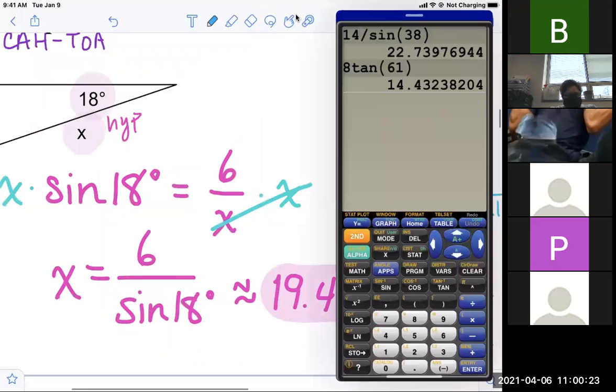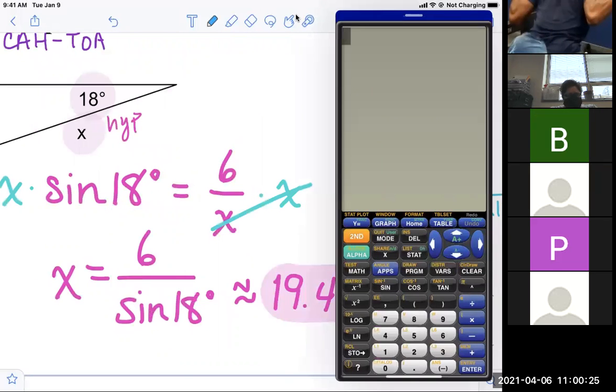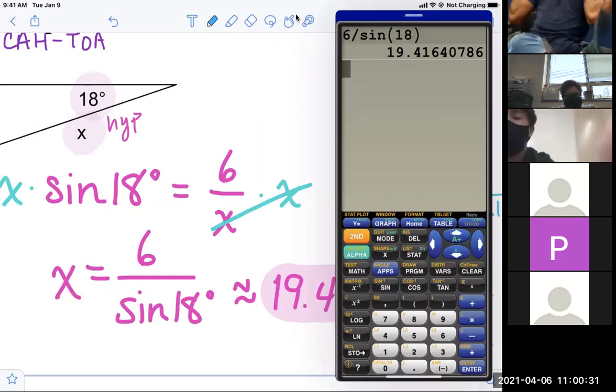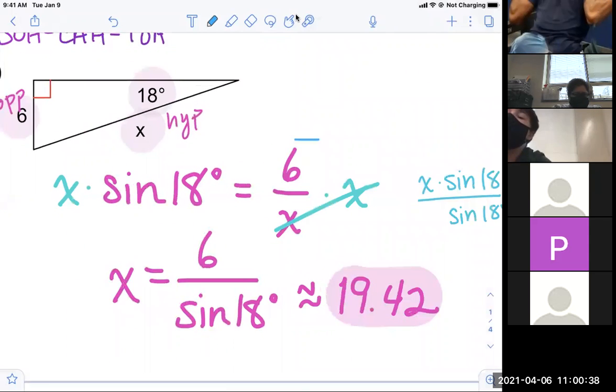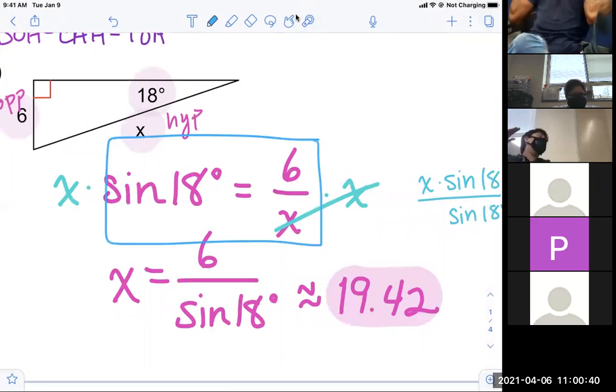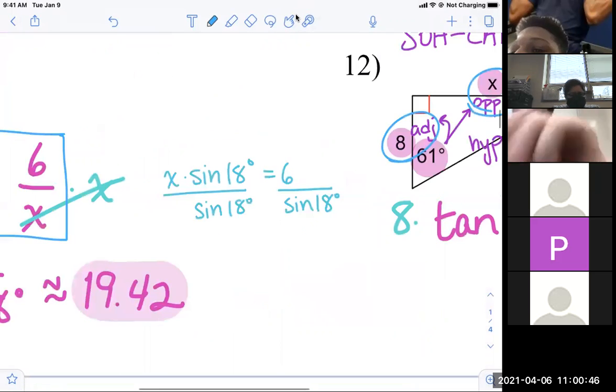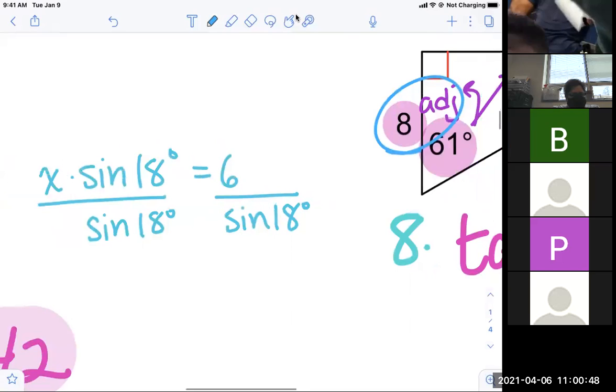What are you getting? 6 divided by sine of 18. Are you doing sine? Okay, so again, you're starting out with this equation. Sine of 18 is 6 over x. Then I'm multiplying both sides by x to get the variable out of the bottom. And then you've got to divide by the sine of 18 on both sides to make it cancel out.